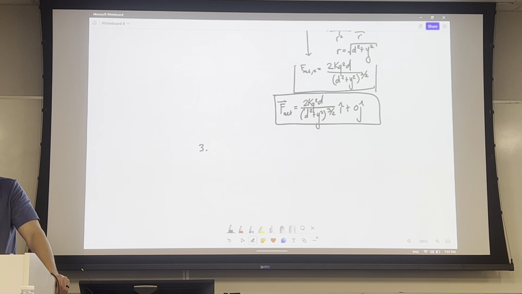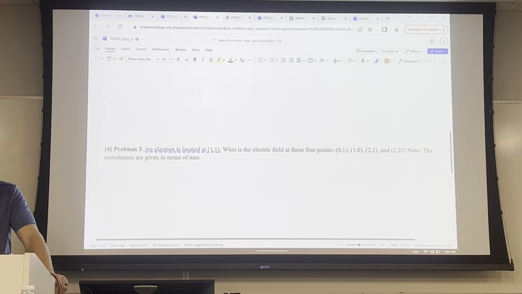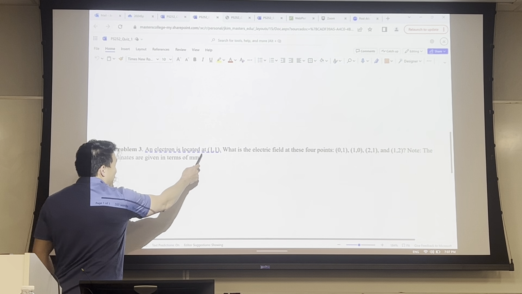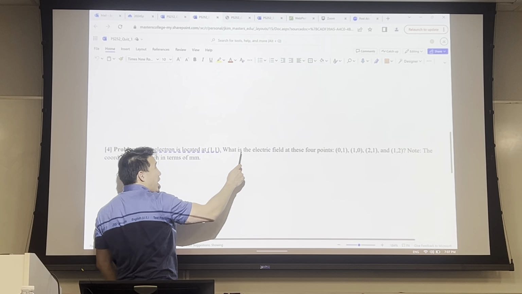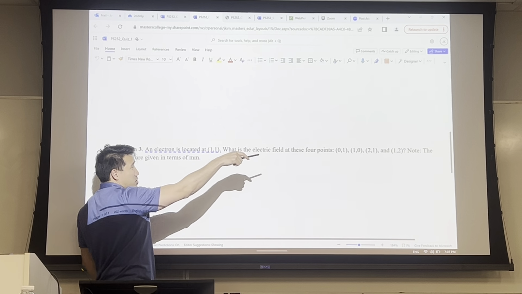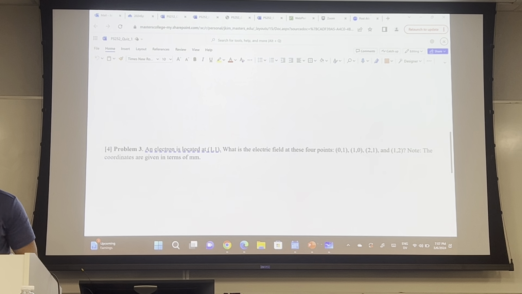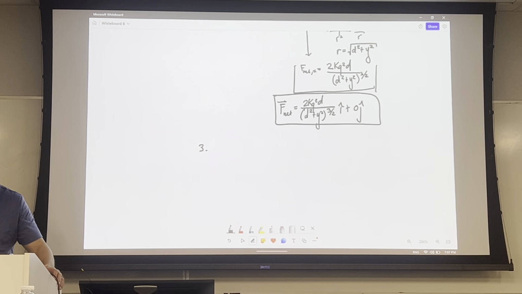Problem 3. I give you that an electron is located at (1, 1). I want to know what the electric field is at these four points: (0, 1), (1, 0), (2, 1), and (1, 2). And I just give you that the coordinate system is given in terms of millimeters.